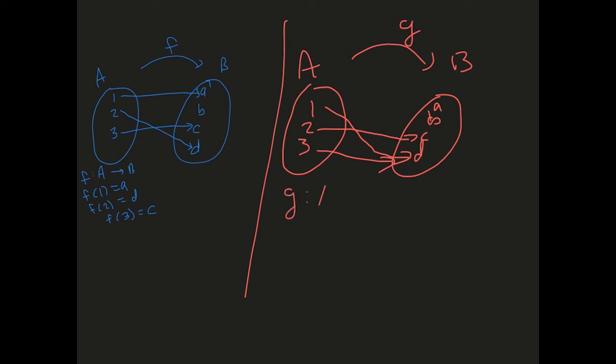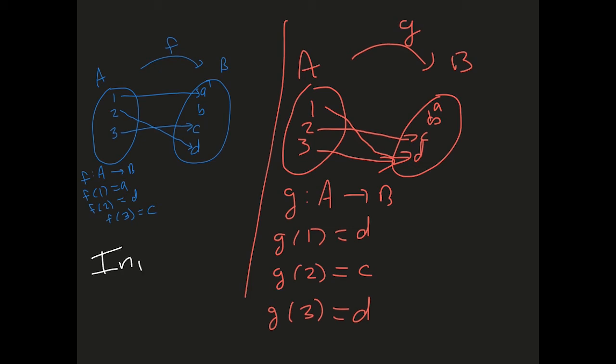So g is a function from A to B. g of 1 is equal to D. g of 2 is equal to C. And g of 3 is equal to D. Okay? Now, it's pretty easy to see that this side gives us an injection because whenever I take two different elements in the domain, they go to two different elements in the codomain. And when you have diagrams like this, it's easy to see because all of the arrows go to different elements.